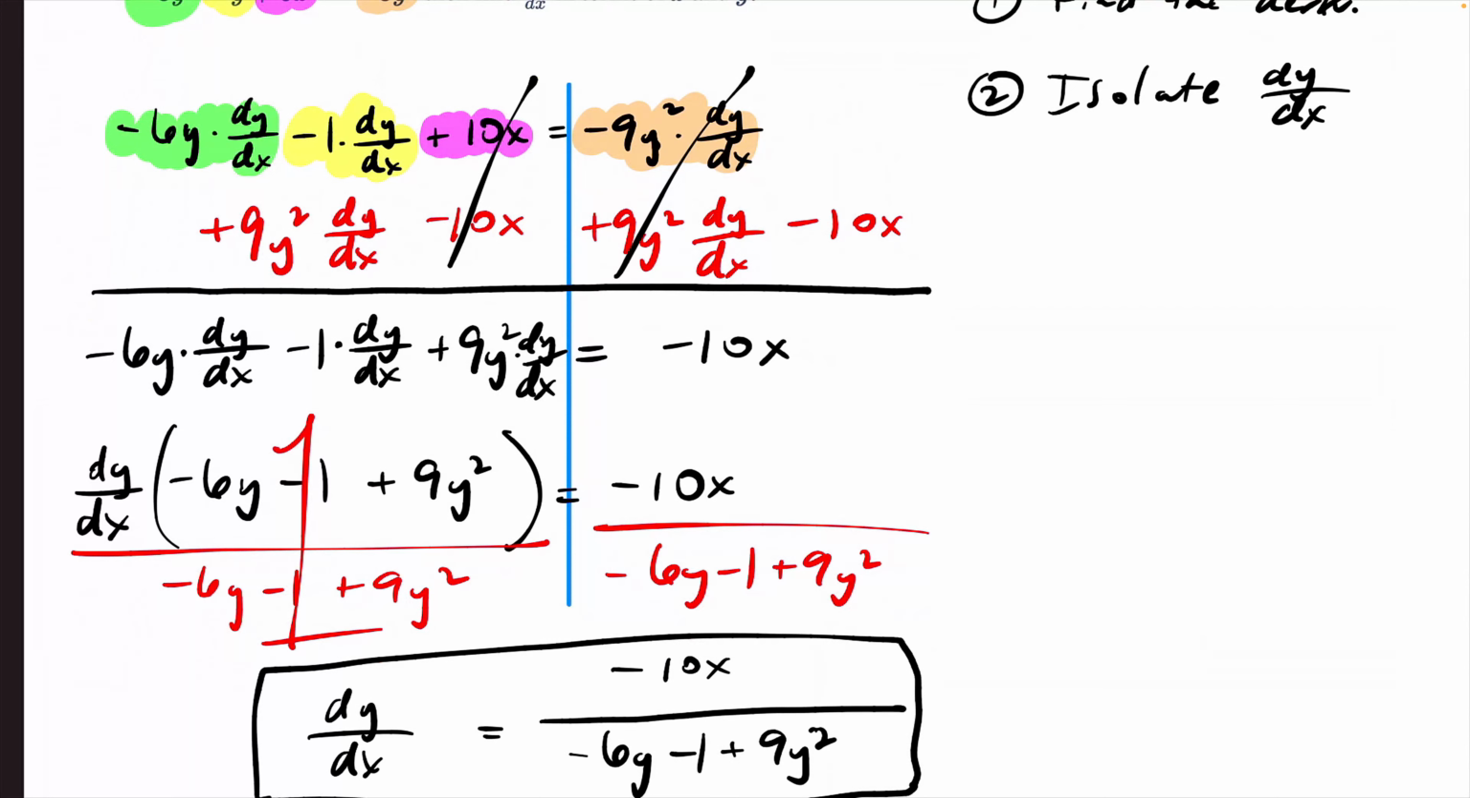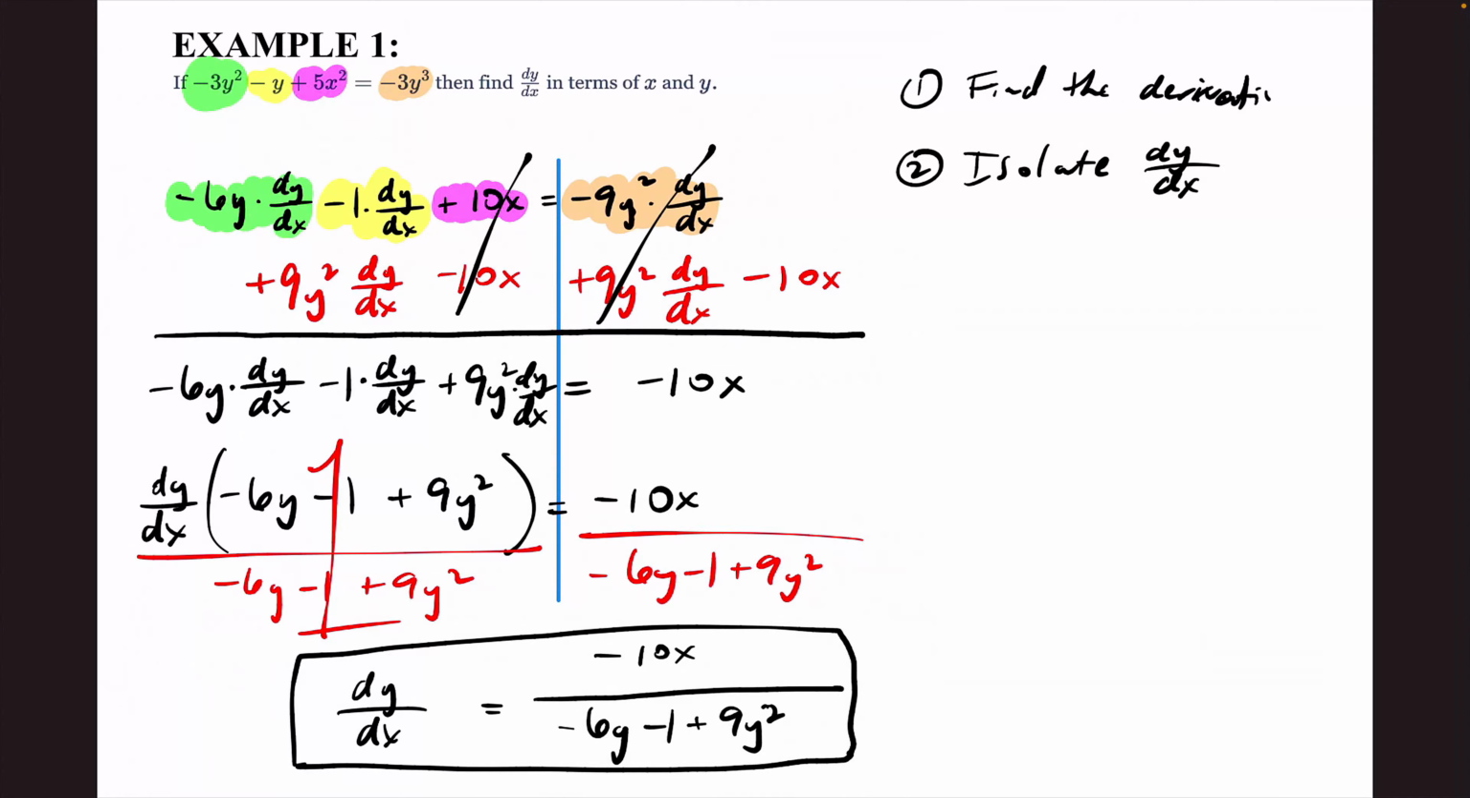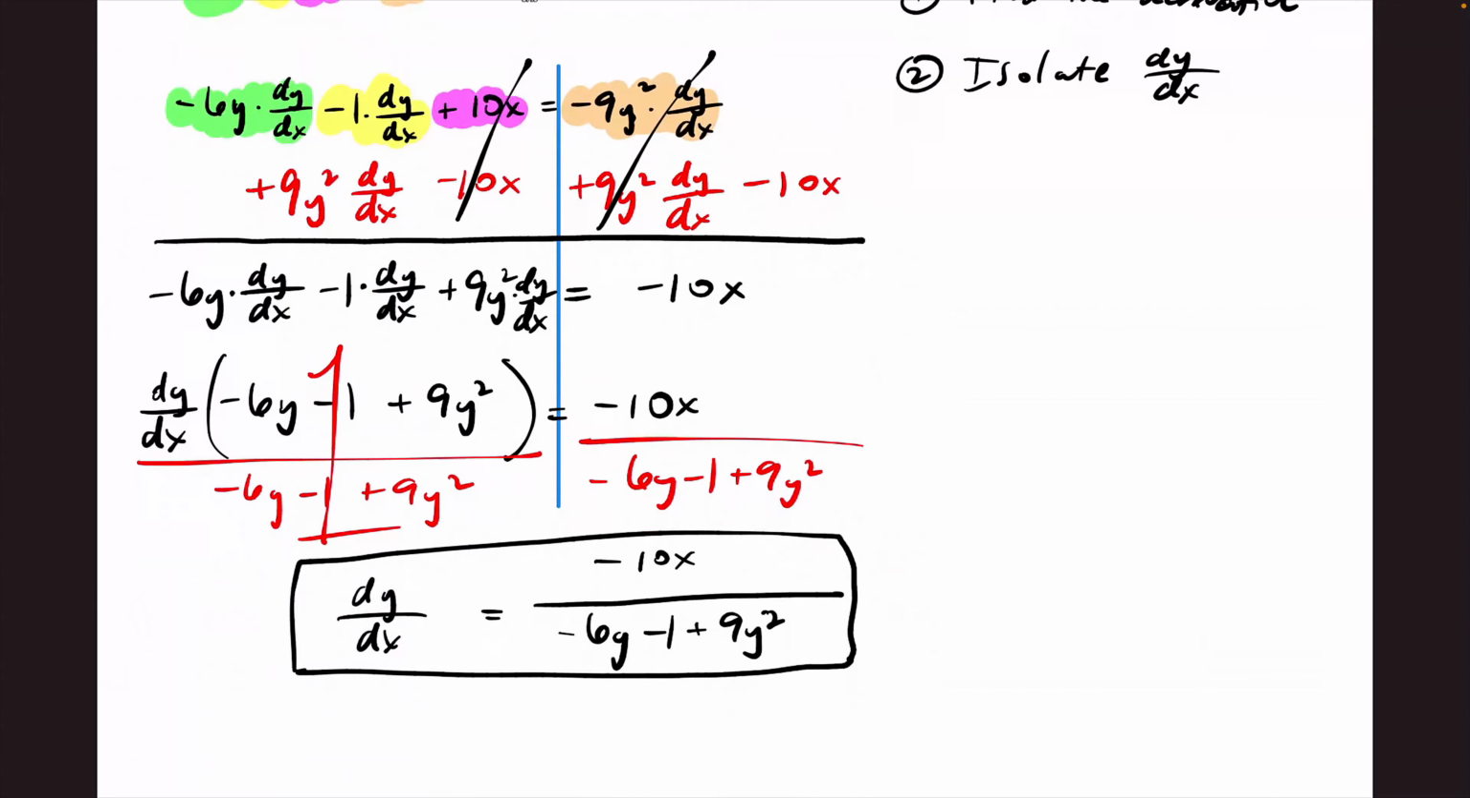So that's how we find derivatives of implicit functions. So first thing, find the derivative, then isolate all the dy and dx's. Okay? All right, let's take a look at another one right below it.